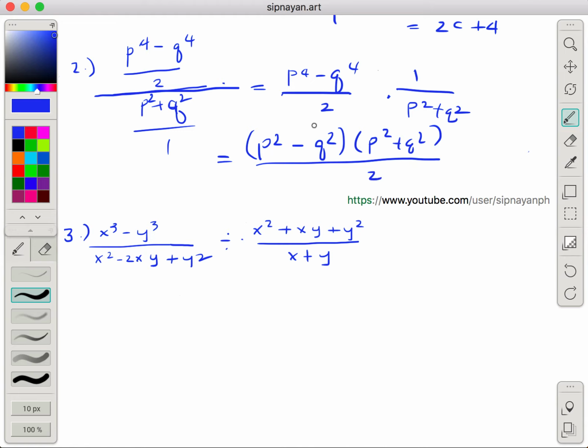Ito na yun, no? Factor nito is ito, itong dalawang ito. And then, times 1 over p squared plus q squared. So, makakancel din natin to. Again, we use a different color.